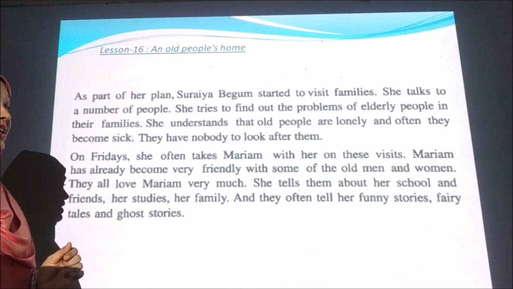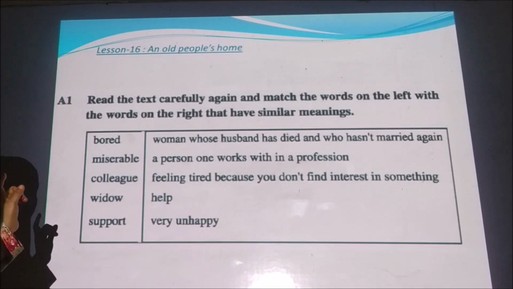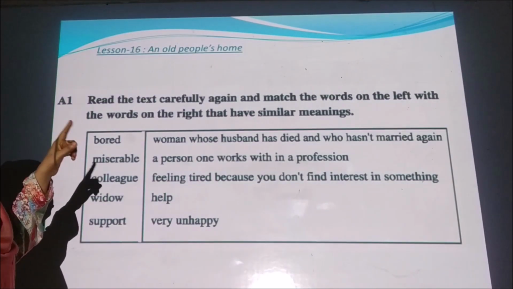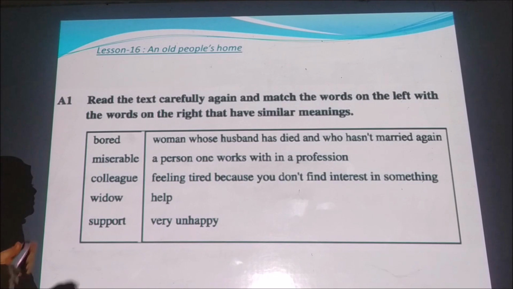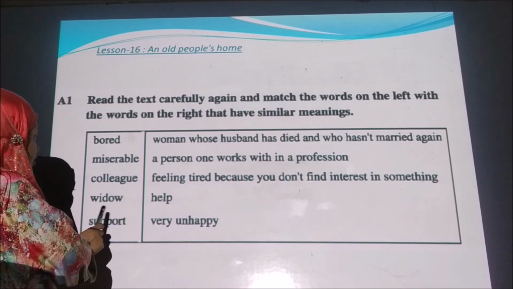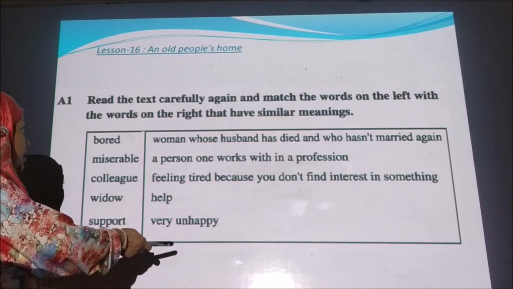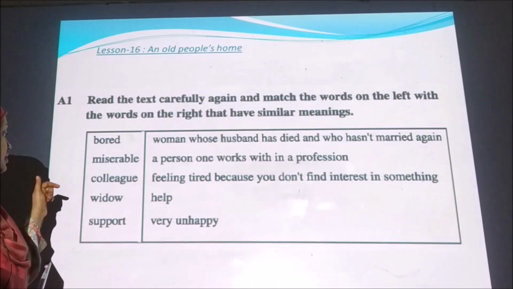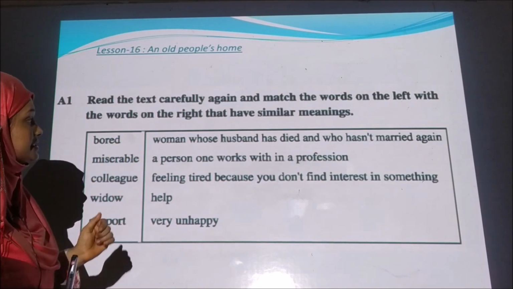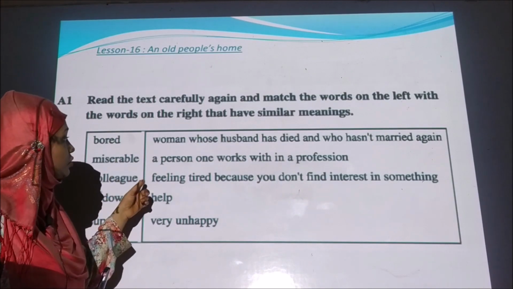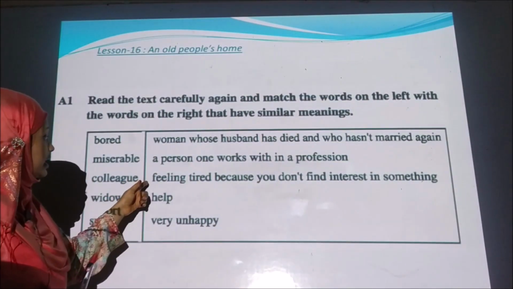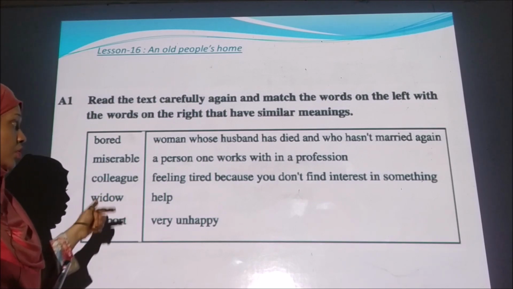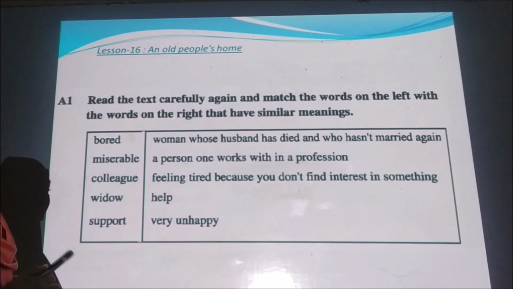Now we will do some exercises and go to the activity. Here is a matching for you. Read the text carefully again and match the words on the left with the words on the right that have similar meanings. That means we have some words on the left side and the answers on the right side. Number 1, bored. At first I will read: bored, miserable, colleague, widow, support. And: woman whose husband has died and who hasn't married again. A person one works with in a profession. Feeling tired because you don't find interest in something. Help, very unhappy. Now I know you know the answer, so I am giving my answer.